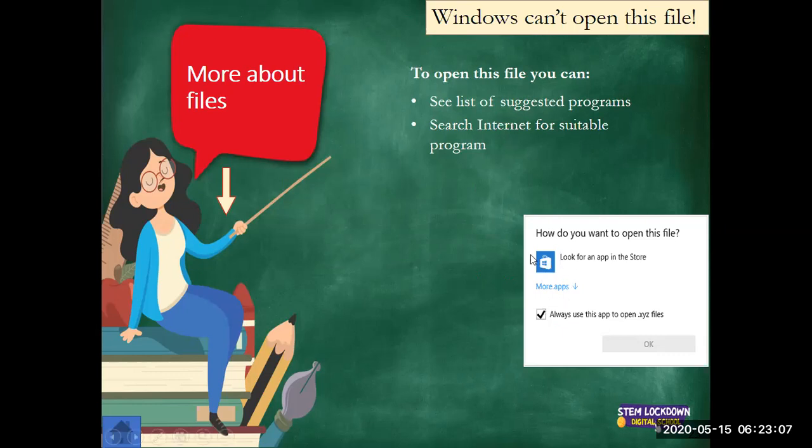So for example, if you don't know the type of the file, you have to right click on that file, then go to the properties of the file. Then it can tell you about the format, I mean the type of the file, then you'll know which program to open that file with. Like for example, always use this app to open .xyz files. Change or set the default program.